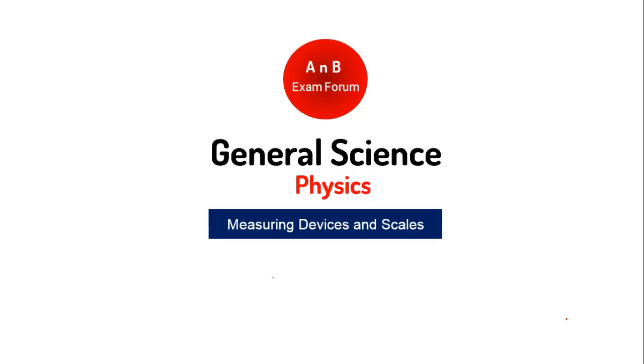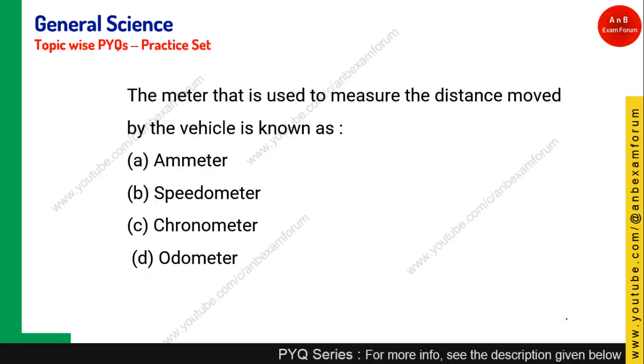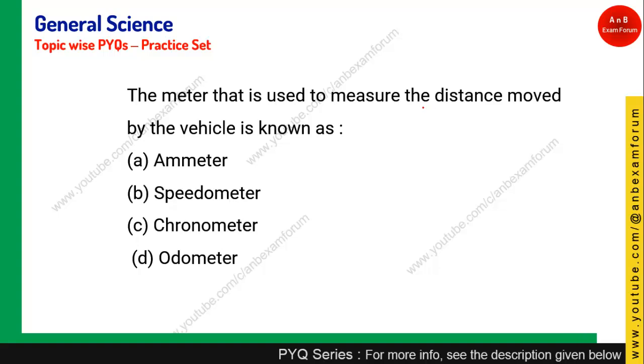So the first question is on your screen and your time starts now. The question says: the meter that is used to measure the distance moved by the vehicle. A very simple one. Okay, let's see the options one by one. The first one is ammeter. Student, you should remember, the ammeter measures what? Current.